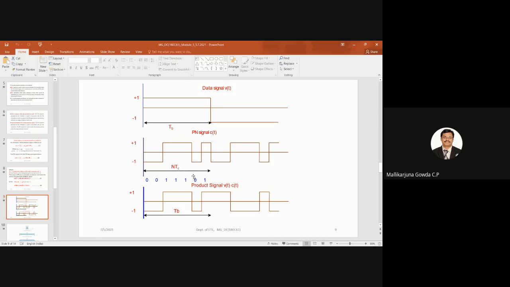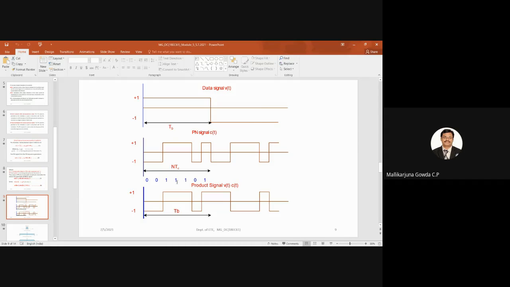What is the 7 bits I have taken here? 0 0 1 1 1 0 1. I represented that also by using polar NRZ format. Here the first 2 bits, 0 0, I represent by a negative pulse. The next 3 ones, I represented by a positive pulse. Then the next 0, I represent by a negative pulse. Then the next 1, I represent by a positive pulse. Again, that will be repeated for the next bit also.